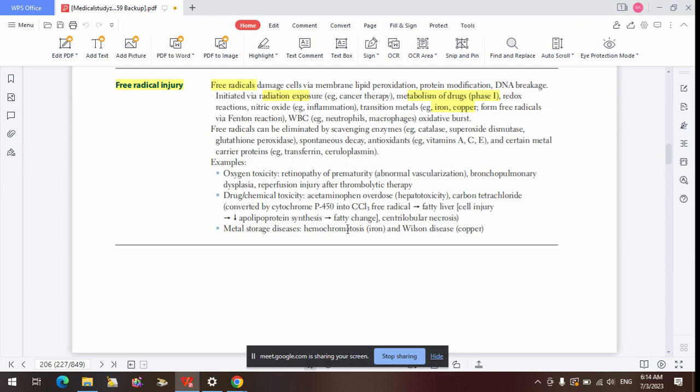And we said all these things, acetaminophen and CCl4, are metabolized by the cytochrome P450 system. And that cytochrome P450 enzyme is abundant within the centrilobular area of the liver. That is why they typically cause centrilobular necrosis and not periportal necrosis. We said metal storage disease can also cause damage because when somebody has metal storage disease, there's overload of iron, there's overload of copper, like in hemochromatosis and Wilson disease, and they generate a lot of radicals that can combine with the cells.